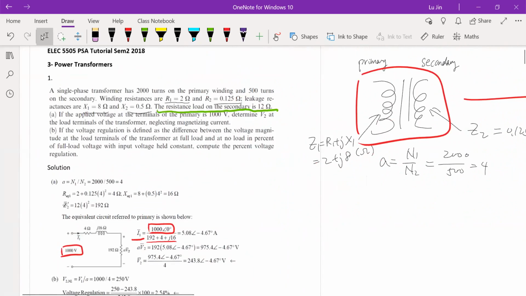Keep going. Part B. If the voltage regulation is defined as the difference between the voltage magnitude at the load terminals of the transformer at full load and at no load, in percentage of full load voltage, with input voltage held constant, compute the percent of voltage regulation. Actually, this part B uses 3 lines to tell us what the voltage regulation is, but we have already learned it before, so we can just keep using that.